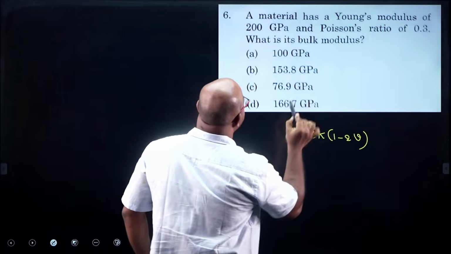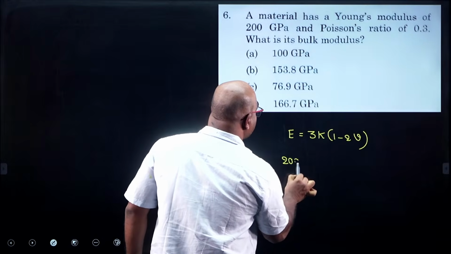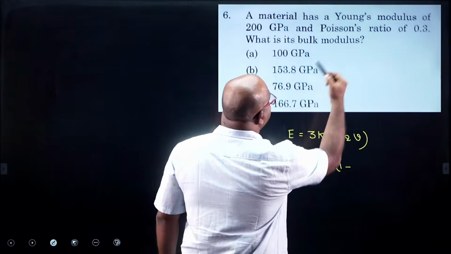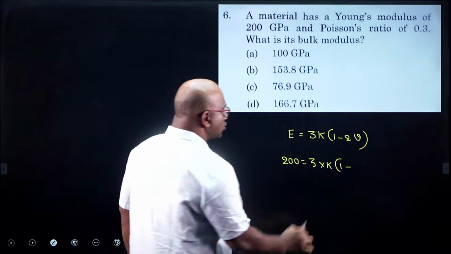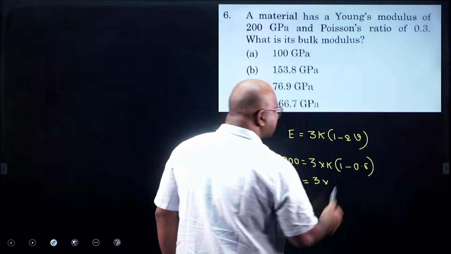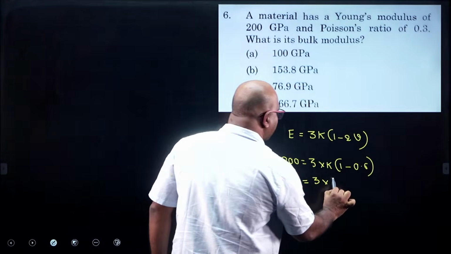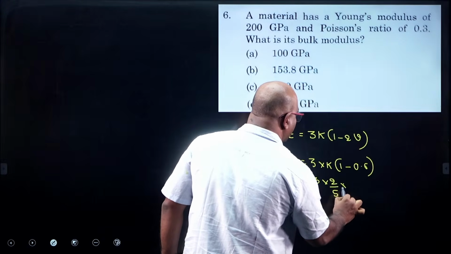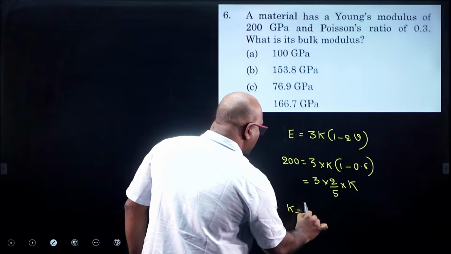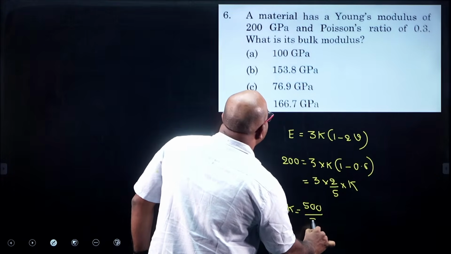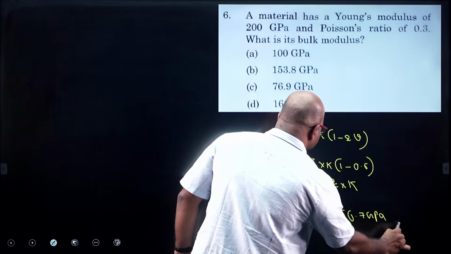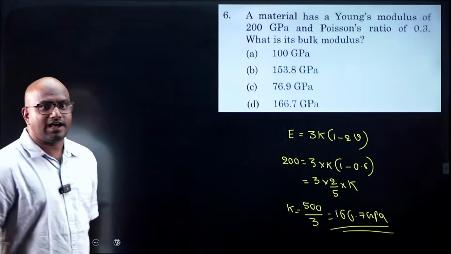So E equal to how much has he given? 200 gigapascals. That's fine. That equals 3 into K, which I want you to find out, into (1 minus Poisson's ratio, which is 0.3). So 1 minus 0.6 is coming as 3 into how much, guys? 0.4. 0.4 means I can make it 2 by 5, so 0.4 into K. Then K equals how much, guys? 500 by 3 is approximately 166.7 gigapascals. That's it. The right answer here is option D.